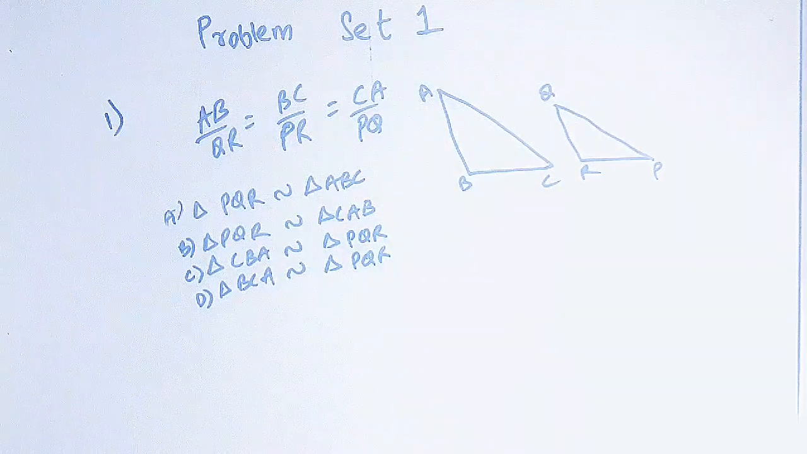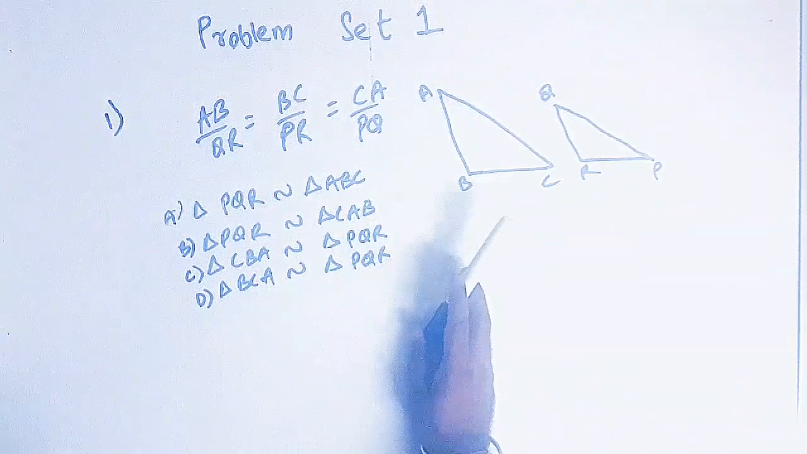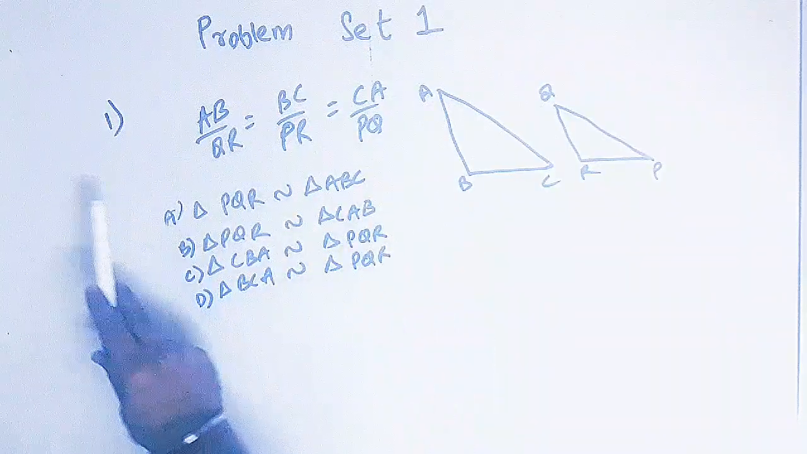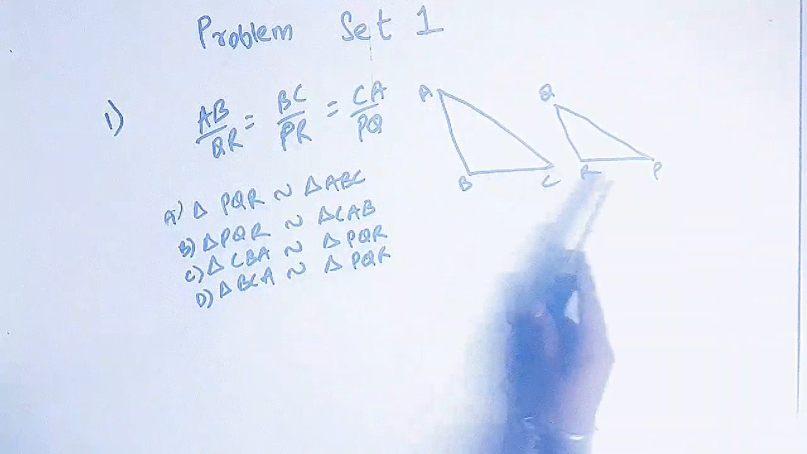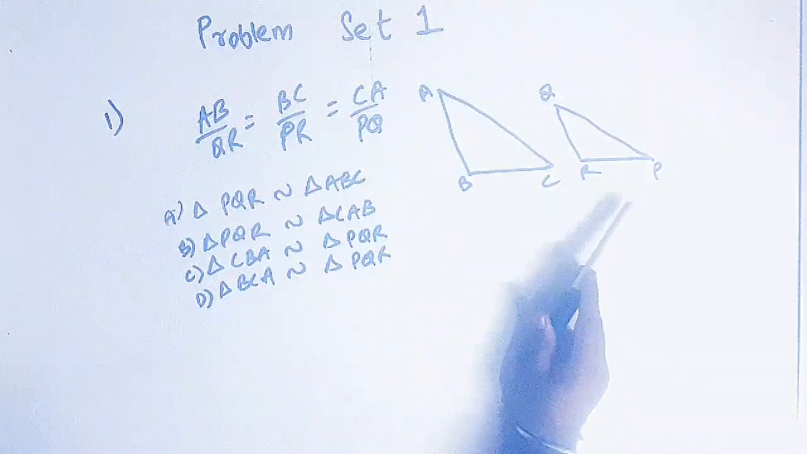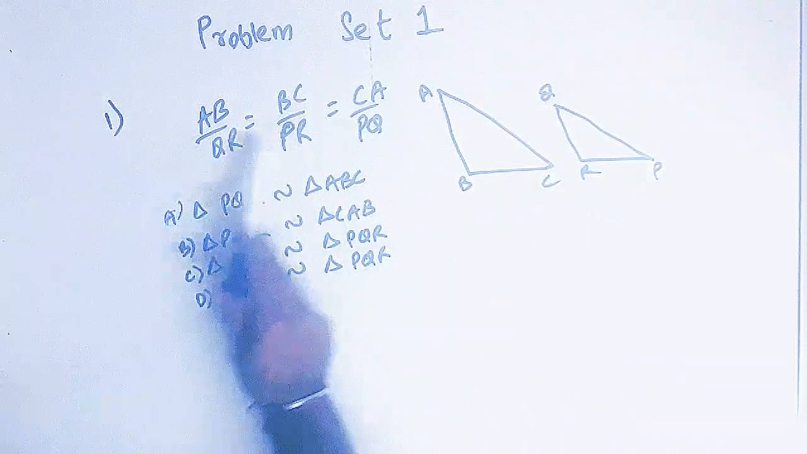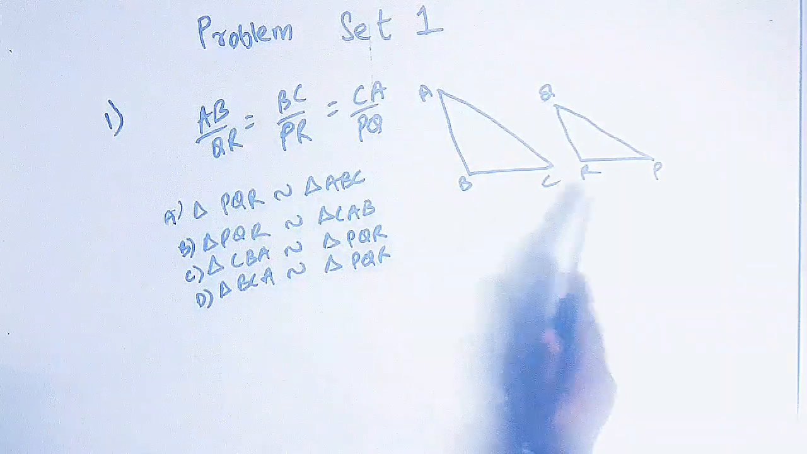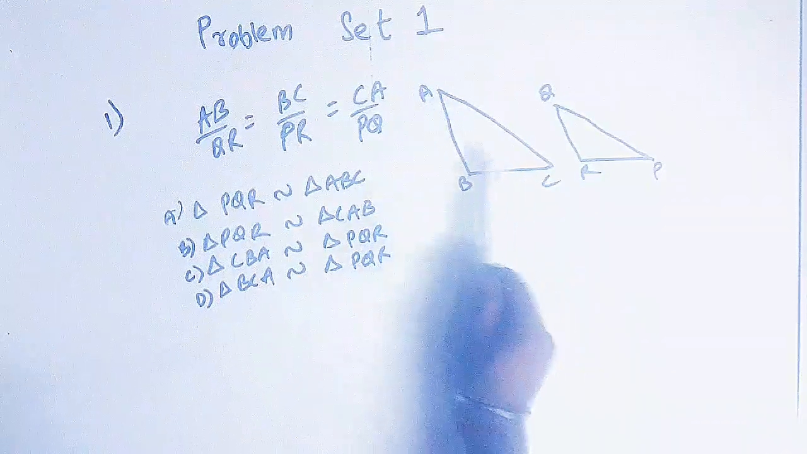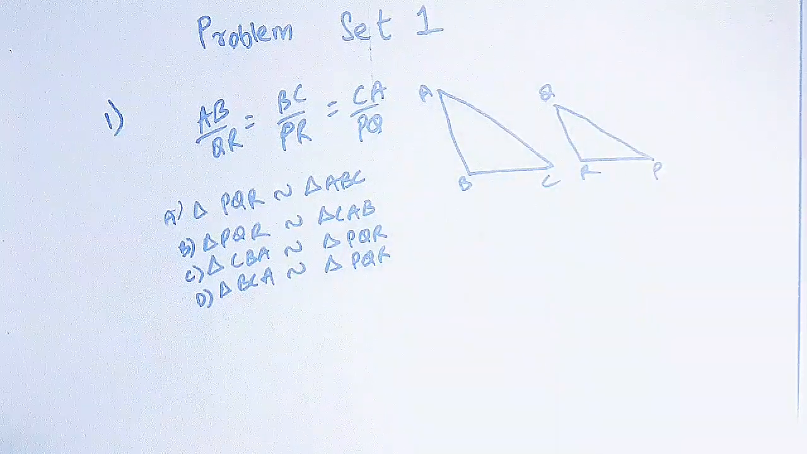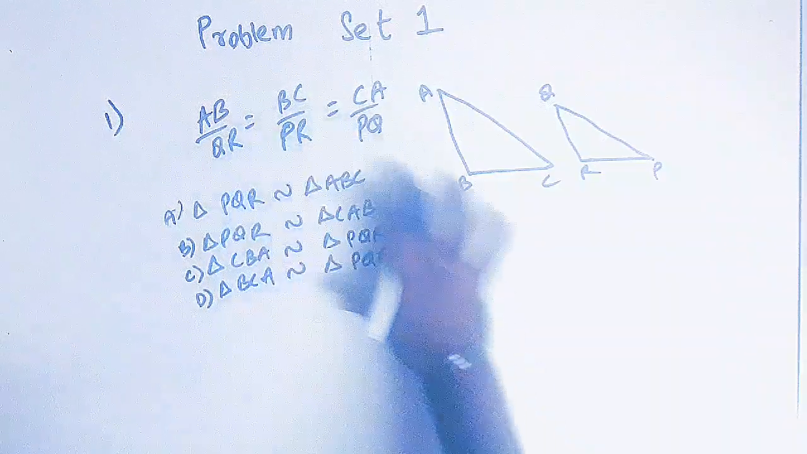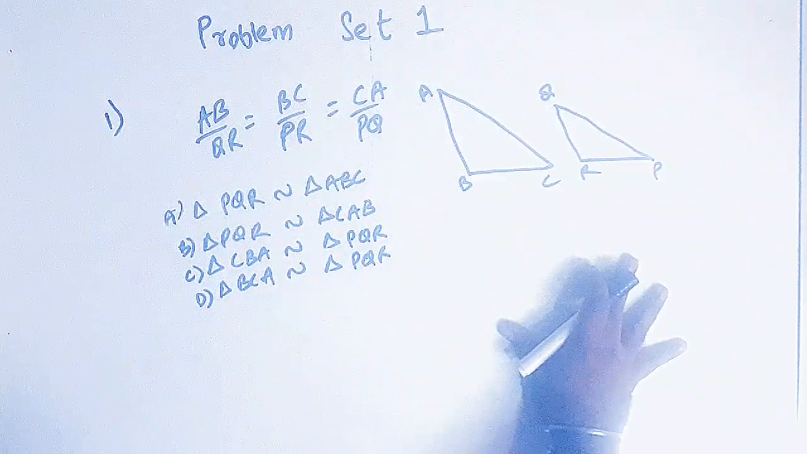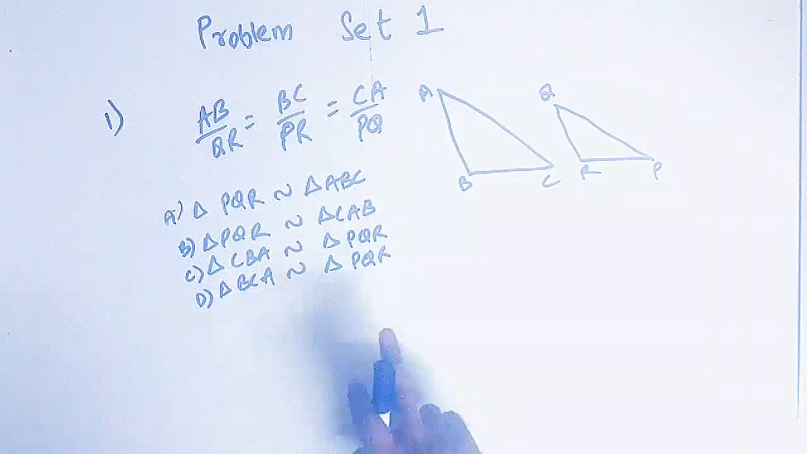Hello everyone, so we are here with problem set 1, geometry, standard 10th, and the first one is question number 1, your MCQ. So we are starting with question 1, sub question 1, where two triangles are given and they have given that AB upon QR is equal to BC upon PR equals CA upon PQ. Now with the help of this much information, we have to find which one of these is true.